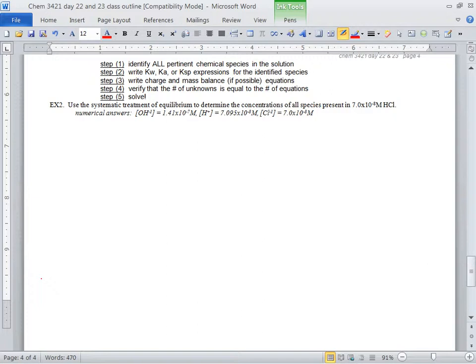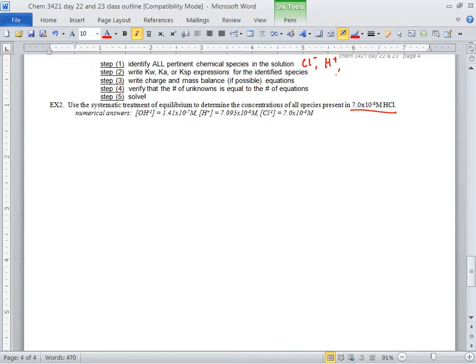Okay, so let's go ahead and start with step number one. Jackie, what are all the pertinent chemical species in this solution? Here's our solution. Cl minus. H plus. Is that it? Thank goodness she didn't say HCl, because it's a strong acid, and that's not a species you should be picking. All right, let's leave it at that and see if we can add some to our list.